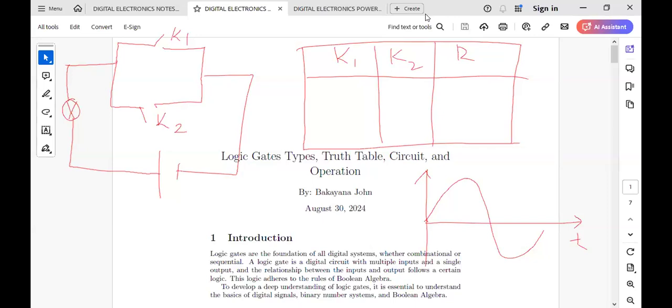So the design of these digital devices is in such a way that they operate only in two possibilities, a 0 and a 1. And that's why they are called digital devices. And their operation is called a binary operation.